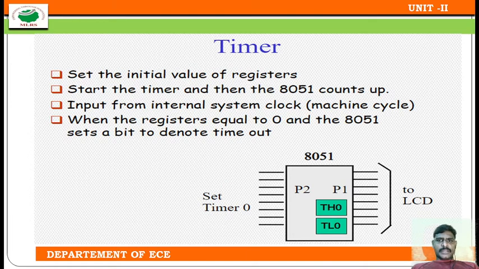Then input from an internal clock is taken, and depending upon the clock frequency, the internal timer starts counting. Once it starts counting, it compares the values of the predefined registers of the defined timers, and when the register value goes to 0, the 8051 sets the bit. That means your timer has timed out. So this is the basic general operation of any timer in the 8051.